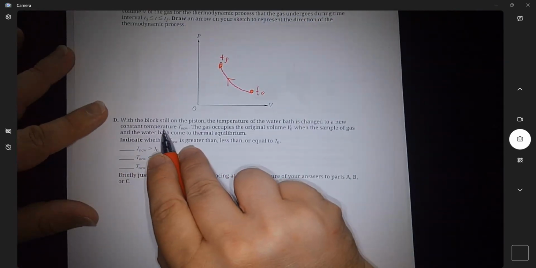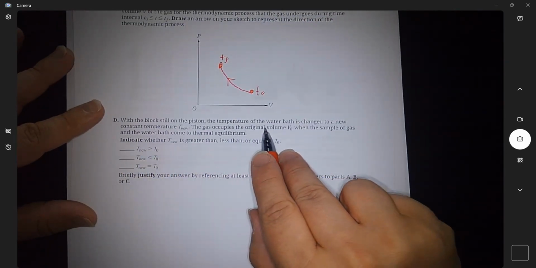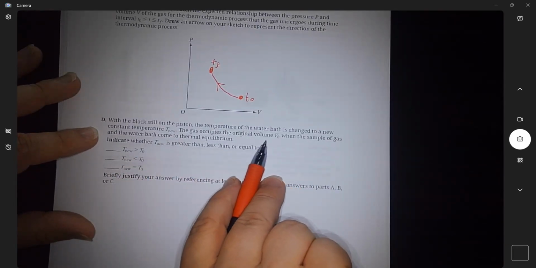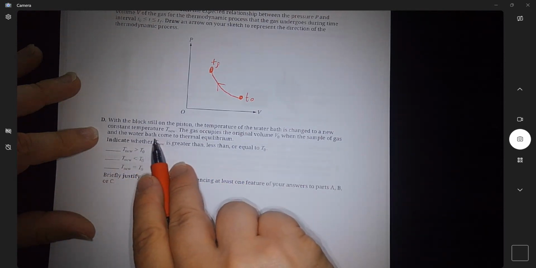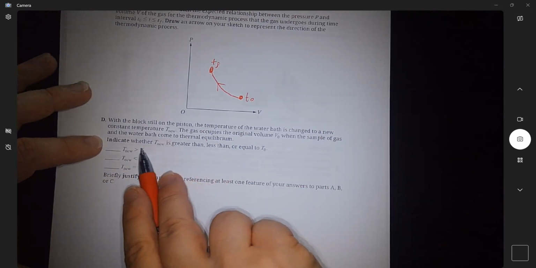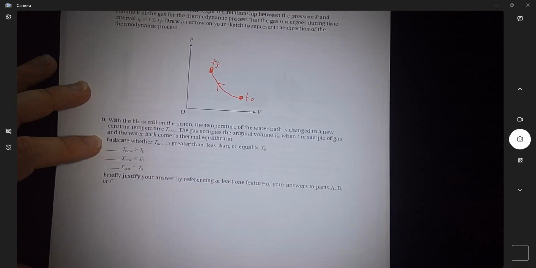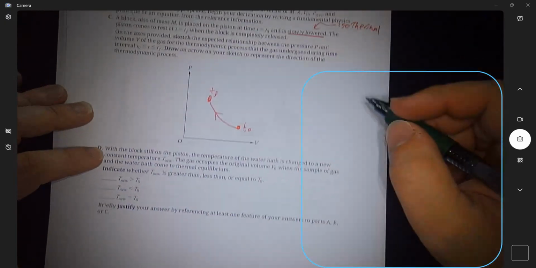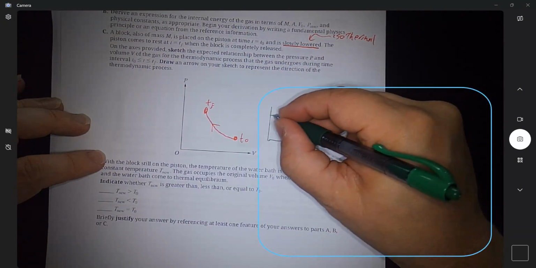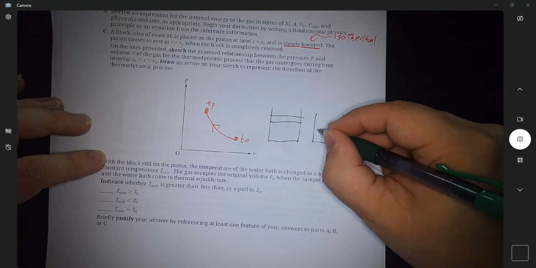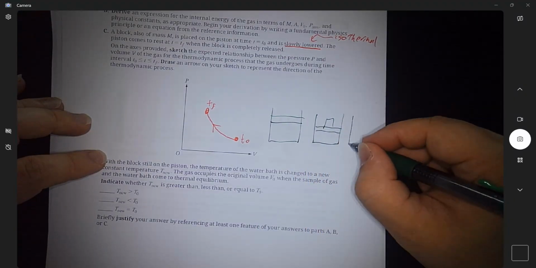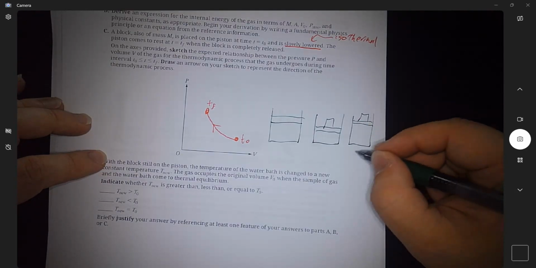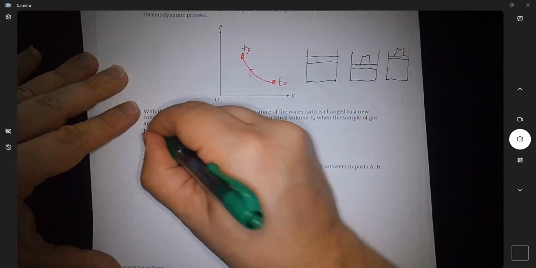All right, with the block still on the piston, the temperature of the water bath is changed to a new constant temperature T new. The gas occupies the original volume V naught when the sample of gas and the water bath come to the new thermal equilibrium. So is T new greater than or less than? Okay, so what happened was it was this with no block, then this with the block, and then now this with the water bath, it increased. It should actually be hotter. The new temperature should be higher.